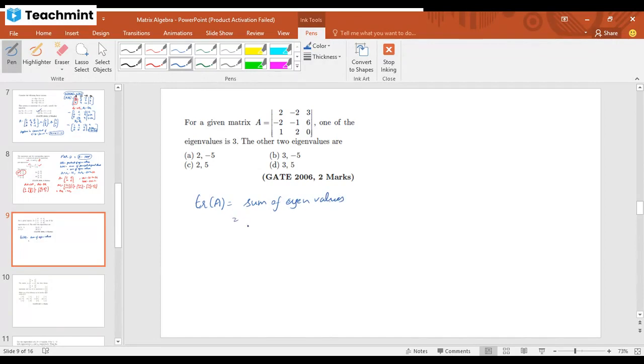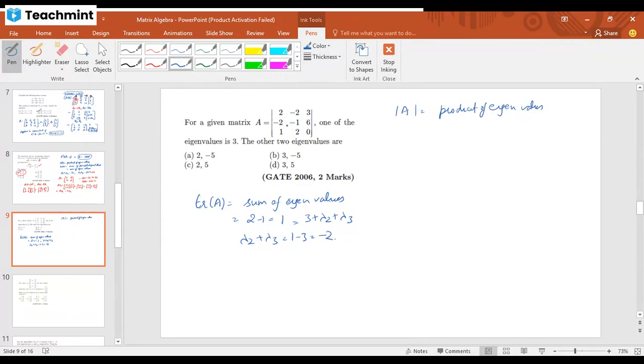So what is the trace of A? This is 2 minus 1, equal to 1. That means if one of the eigenvalues is 3 and the other two are, say, lambda 2 and lambda 3, then lambda 2 plus lambda 3 is equal to 1 minus 3, that is minus 2. And also, what is the determinant of A? The determinant of A is equal to the product of the eigenvalues.